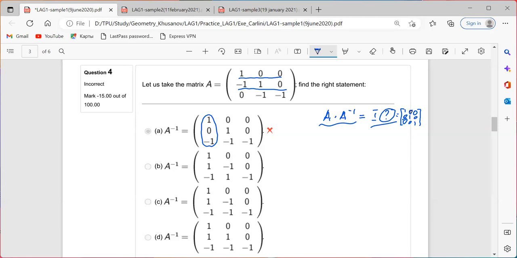B matrix. First row by first column will be 1. First row by second column will be 0. And by third column also will be 0. But what about the second row? Second row by first column, it will be minus 1 and 1 and 0. Okay, 0. Second row by second column should be 1. But now the result is minus 1, 0, minus 1, 1, and 0, 1. The result will be minus 1. So it's, again, not correct.